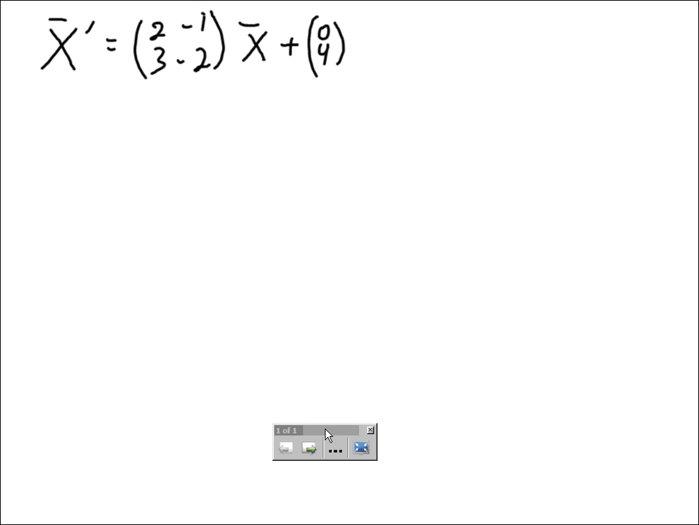Variation of parameters. We want to use that technique to solve this problem. X bar prime is equal to the matrix [2, 1; 3, -2] times x bar plus the vector 0, 4. Now this problem is a little bit different than the previous ones because we have this plus 0, 4. So what we're going to do is, the technique is to solve that first.